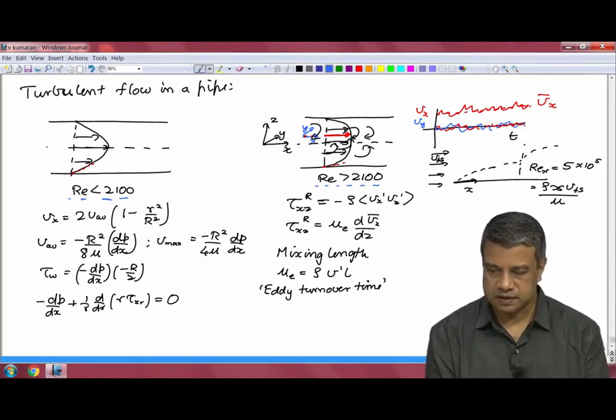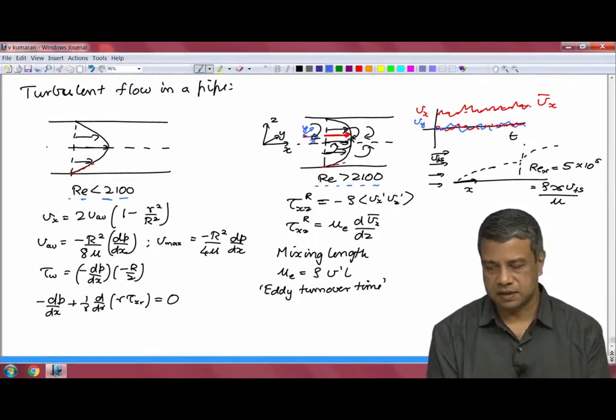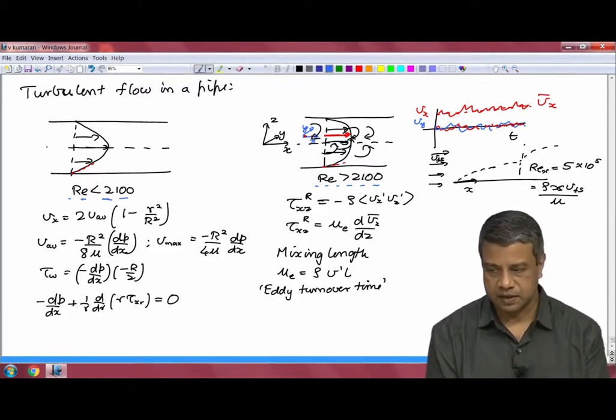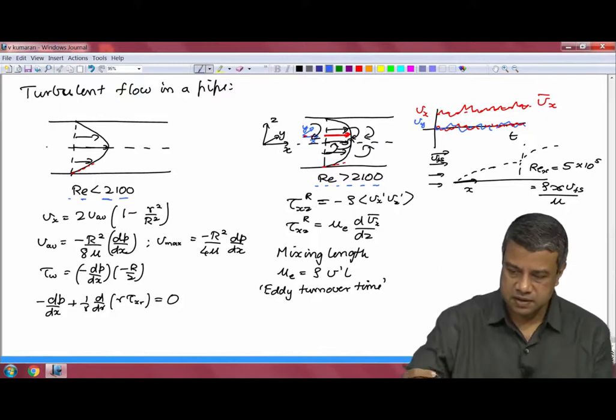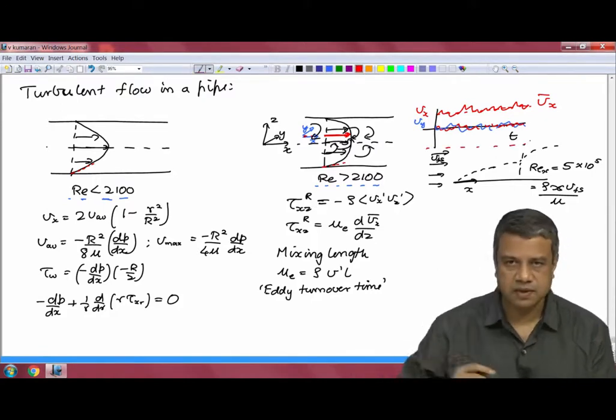And because this mechanism is far more efficient than that molecular diffusion mechanism in a laminar flow, therefore, the transport rates are much higher in a turbulent flow in comparison to a laminar flow. The velocity fluctuations, there are fluctuations in all three directions about this mean velocity.